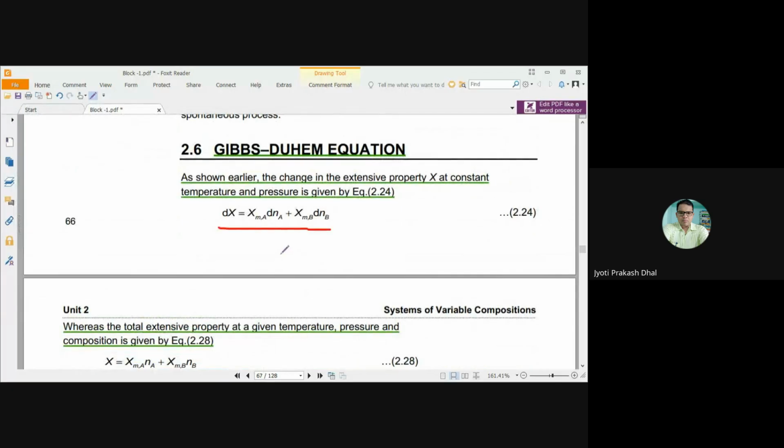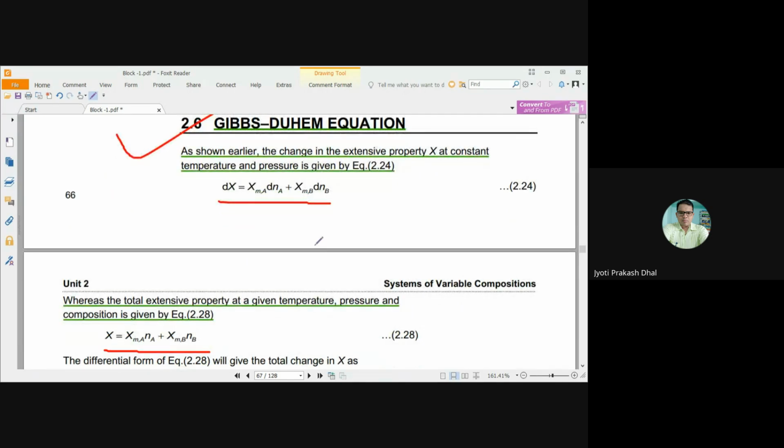So the next is the Gibbs-Duhem equation. This one is the most expected question for this semester examination, because last semester, partial molar volume was a 2-mark question, and the expression of partial molar free energy was also there. So the Gibbs-Duhem equation is a very important question.